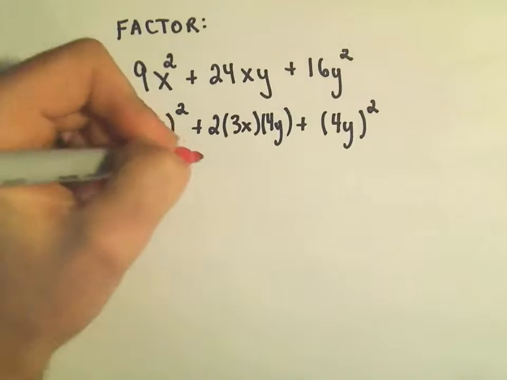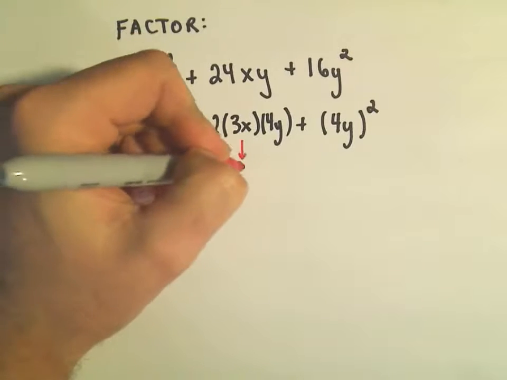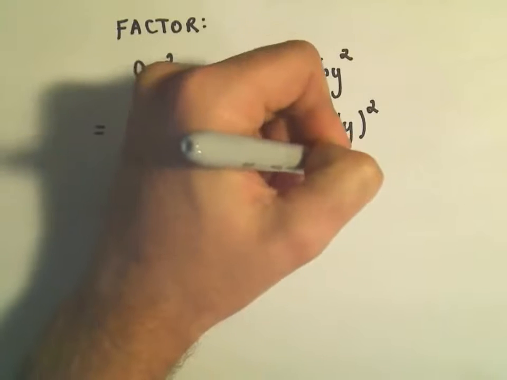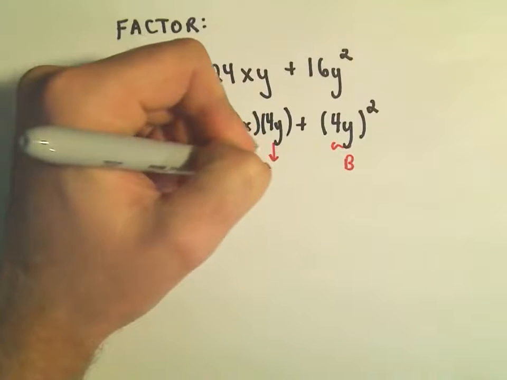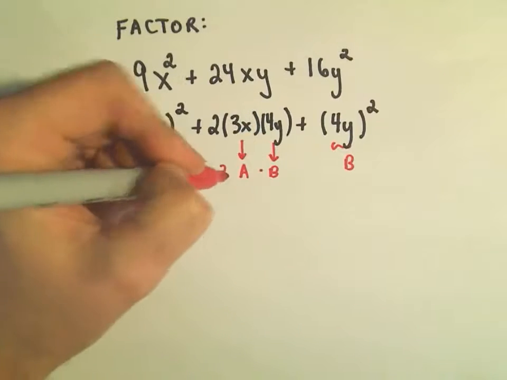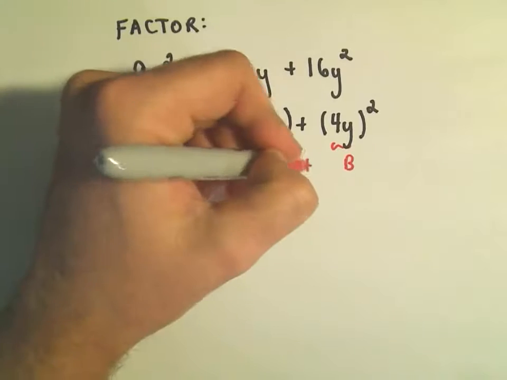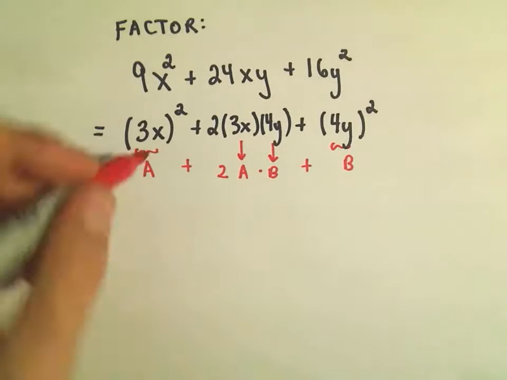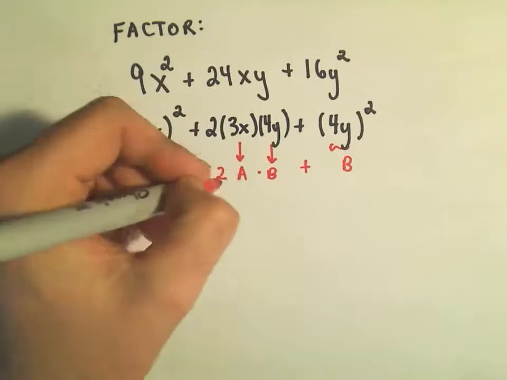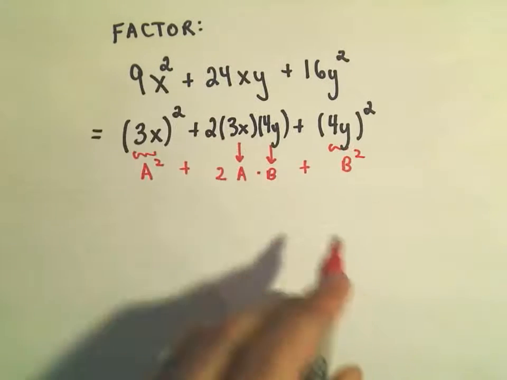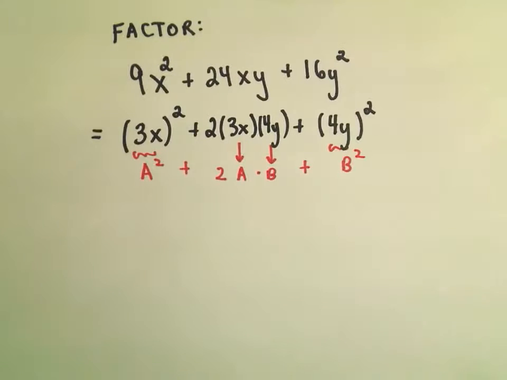This is our a, here's our a again. This is what we labeled as our b term. So here we are multiplying it by b, and notice we're multiplying it by 2. So we do have this formula of a squared plus 2ab plus b squared if we were to rewrite it.